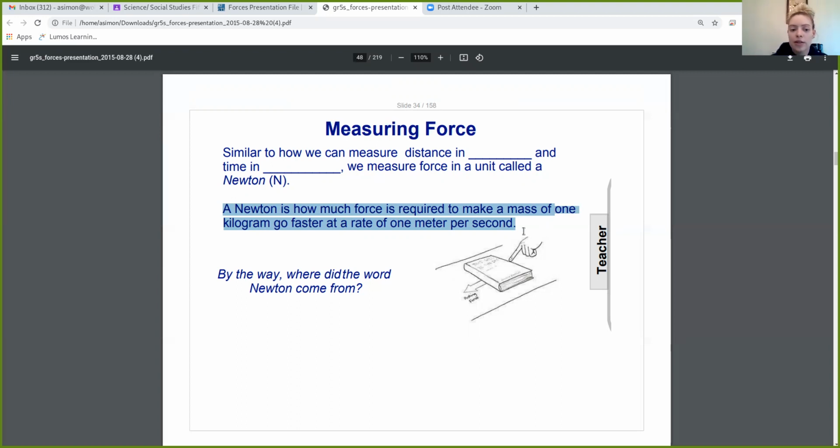So again, we measure force in a unit called Newton. Where have you guys heard of Newton before? Think about it. I'm sure you have heard of the word Newton. Where have you heard it before? If you said he is a scientist, you are correct. We've heard of Newton's 3 laws, which we will discuss later on in this unit.